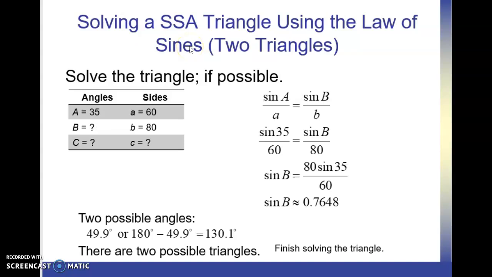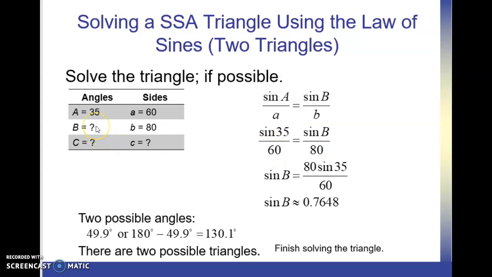This problem is similar to the last problem. We are again solving a triangle, finding the measures of all the unknown angles and sides. Given information here in the box, we know the measure of angle A and the length of side A. That's a pair, all we need to get started. So we plug that right in. For the measure of angle A, we plug in 35, and the length of side A, 60.